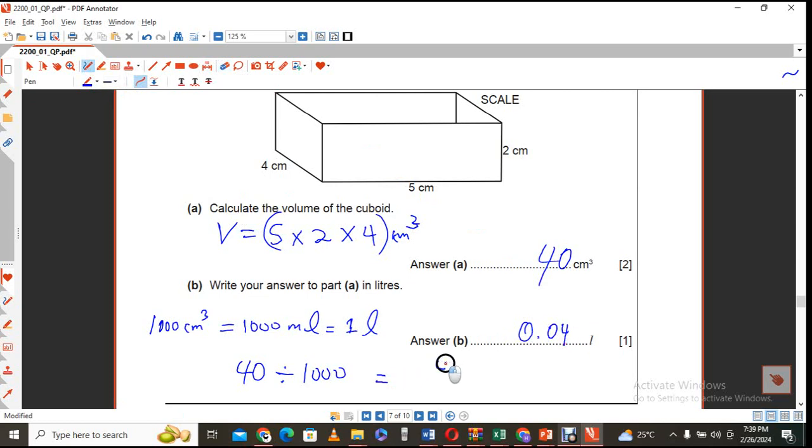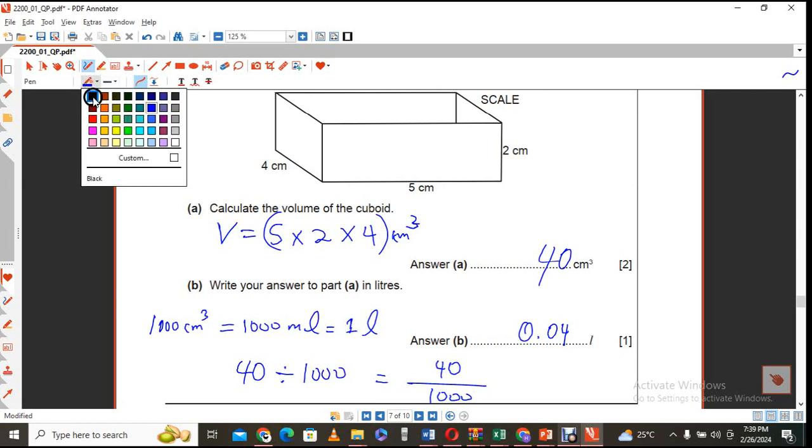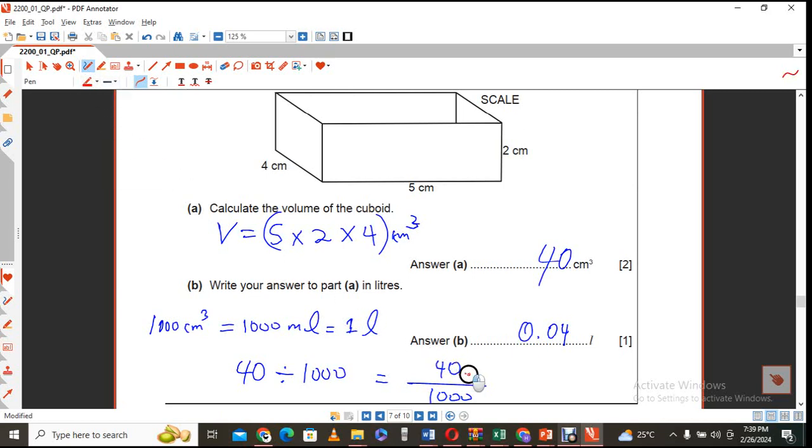Remember, this is 40 divided by 1000. So take note, the comma is here, so move it 1, 2, 3 places, so you have a 0. So that is what the answer would be: 0.04 liters.